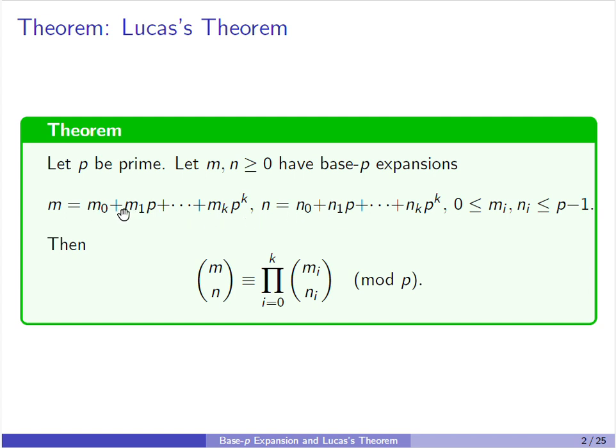Okay, but what the theorem says is that if you want to compute M combination N, so M choose N, this is equivalent to the product of Mi choose Ni, so the product of this for i going from 0 to K, modulo P. So these two things are equal modulo P. And so the task here is really to prove this important theorem.